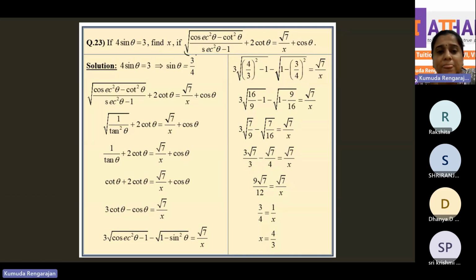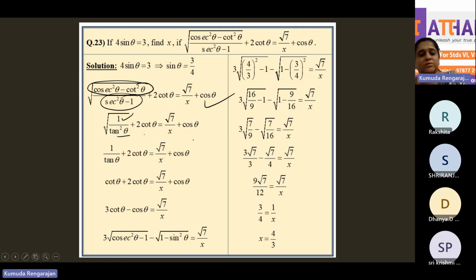This one is an equation, because see here, find x if this is equal. If 4 sine theta is equal to 3, find x, if this equation is true. So take the equation, write the equation here. This one is 1 by the identity. This one is tan square theta. Then plus 2 cot theta. Yeah, now you can proceed.